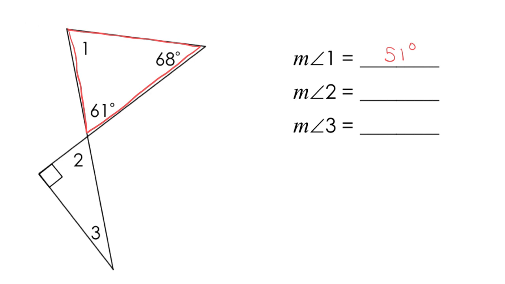Now, to find angle 2, you have to remember what type of angles these are. Vertical angles, right? Vertical angles are always equal, so angle 2 must also be 61 degrees. And then, to find angle 3, you use the right angle here and the 61 degree angle and subtract it from 180, just like we did in the beginning with that first triangle in red. So 180 minus 90 minus 61 gives us the angle 3 must be 29 degrees.